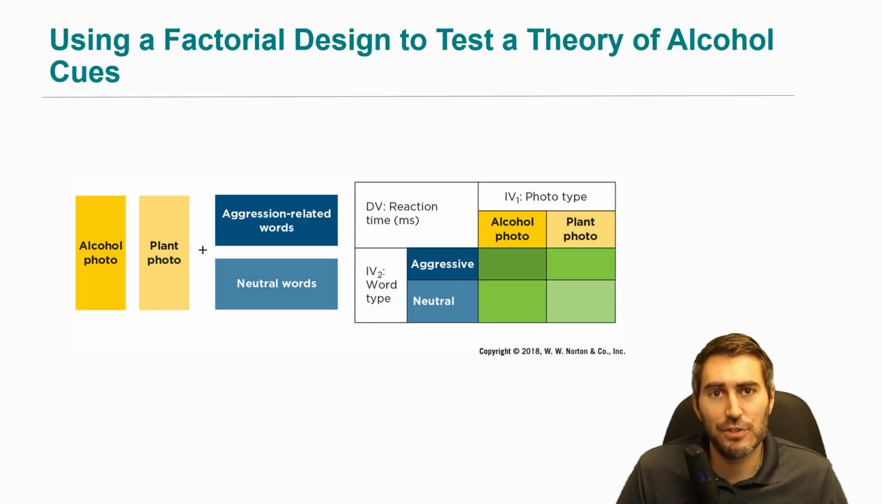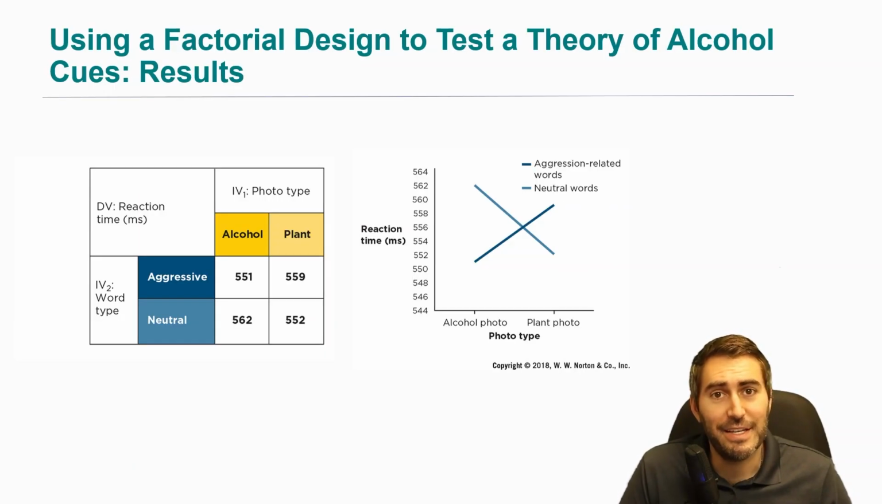Before seeing each string of letters, participants were briefly primed with a photo on the computer screen. Sometimes the photo related to alcohol, and other times it was a photo of a plant. It was hypothesized that participants would respond more quickly to identify aggression-related words. This figure shows how the theory was tested by crossing two independent variables, photo type by word type, providing us with 4 individual cells. The results from the study are depicted here in a data table and a line graph.